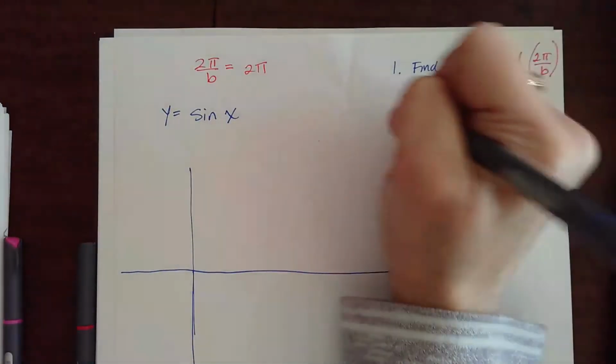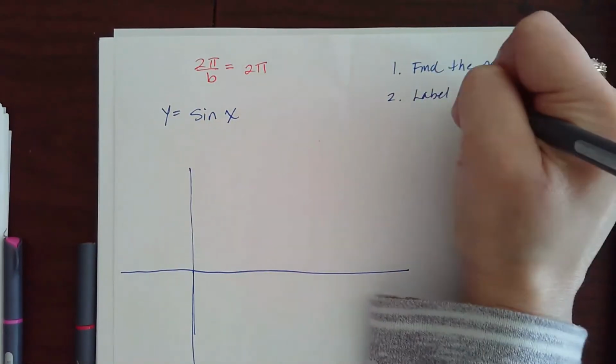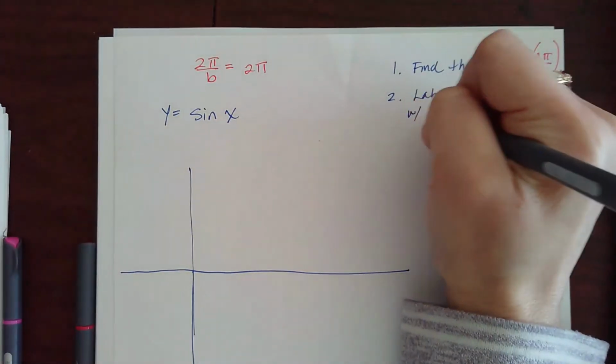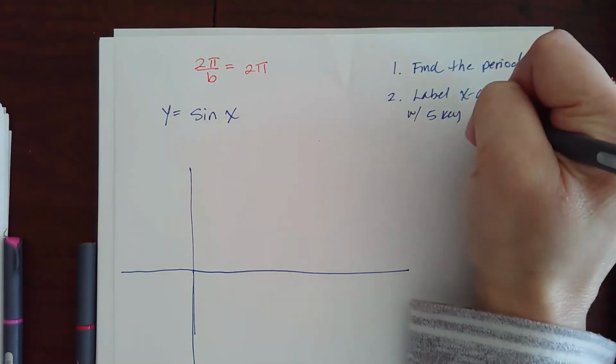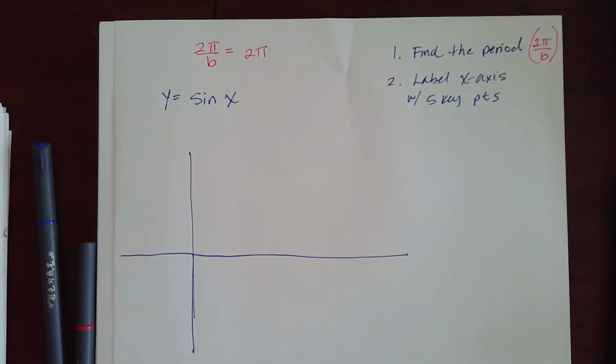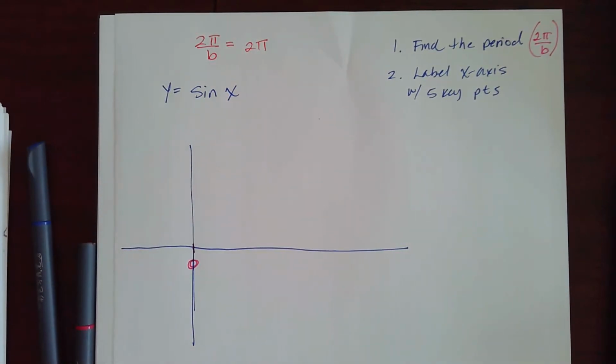Well, step number 2 is you're going to label your x-axis. And we're going to label it with 5 key points. Remember, I talked about those in the last page. So 5 key points. So here's how you do it. Are you ready? Here we go. We're going to start at the origin. So we're going to put that 0.